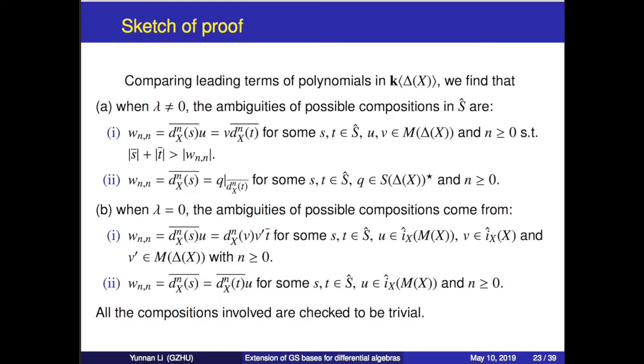How to prove this result? In fact, by the previous lemma about the leading term and the leading coefficients of differential words, we need to check the following compositions of these forms. When the weight lambda is non-zero, there are two kinds of compositions: the intersection composition and the including composition. For weight zero, it's similar, but a little bit more tricky.